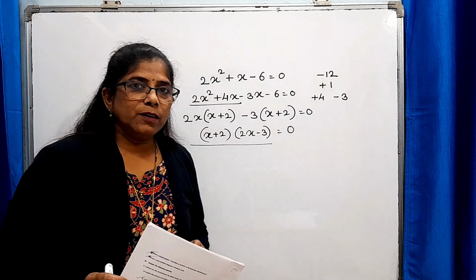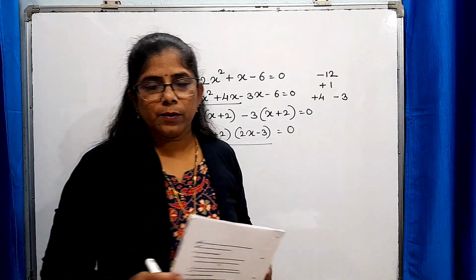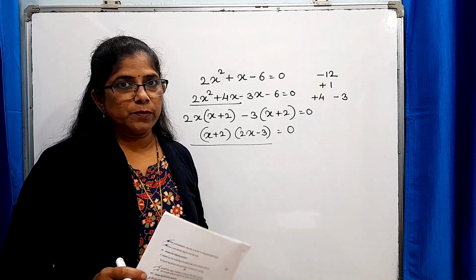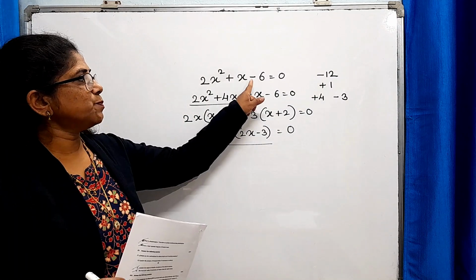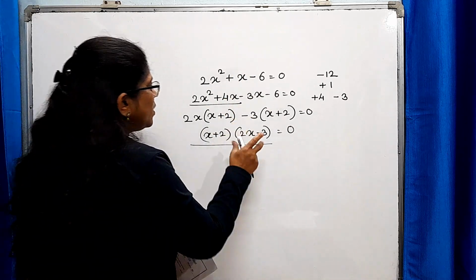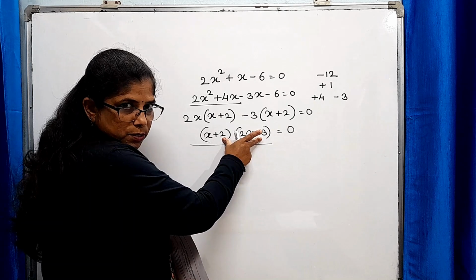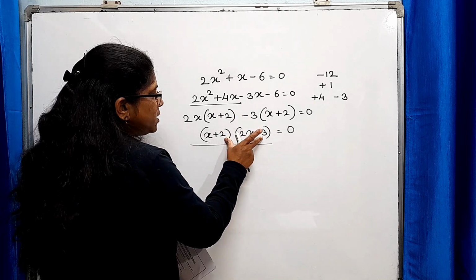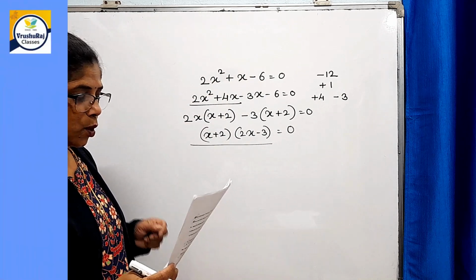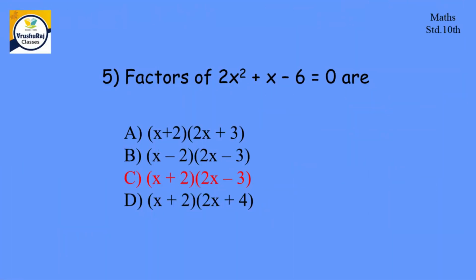Now, even here, I would like to give you one hint. Just observe all the 4 options properly. What is our product? It's minus 6. And how do we get this last term? When we multiply these two last numbers, we get this number. And here, only in option C, this is possible.